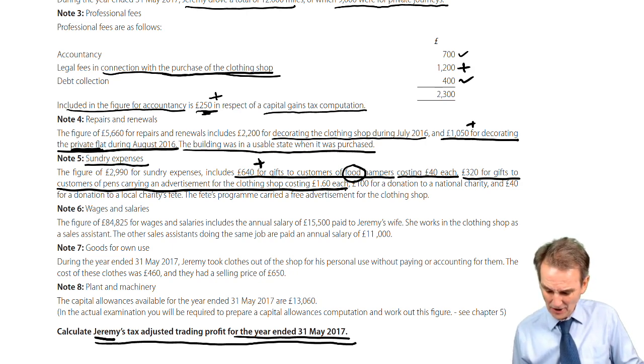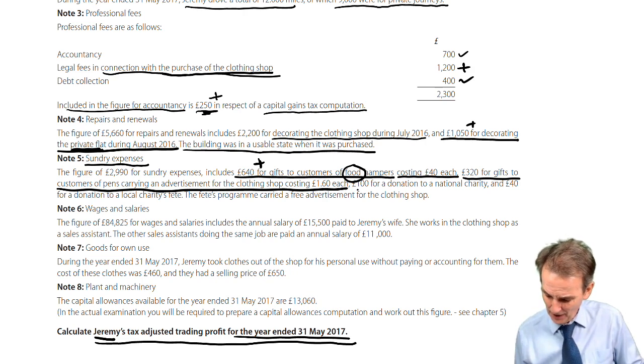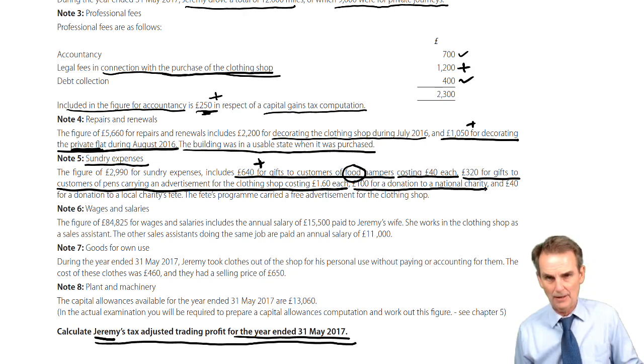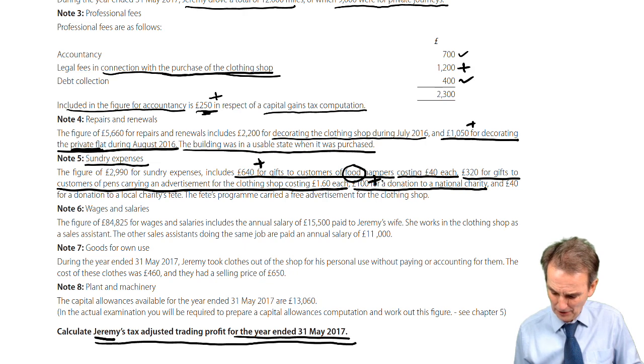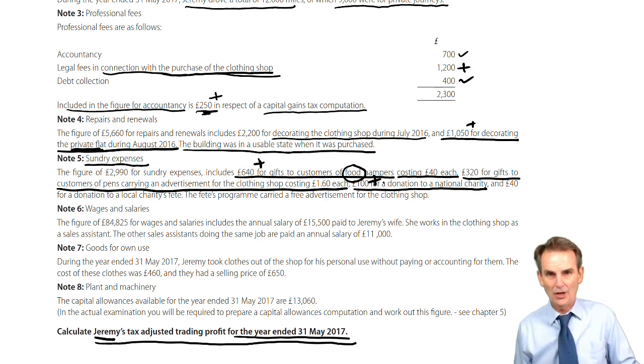We now get donations and subscriptions. £100 for a donation to a national charity. Donations to national charity, not allowed. Put a plus sign next to the £100. Disallowed.